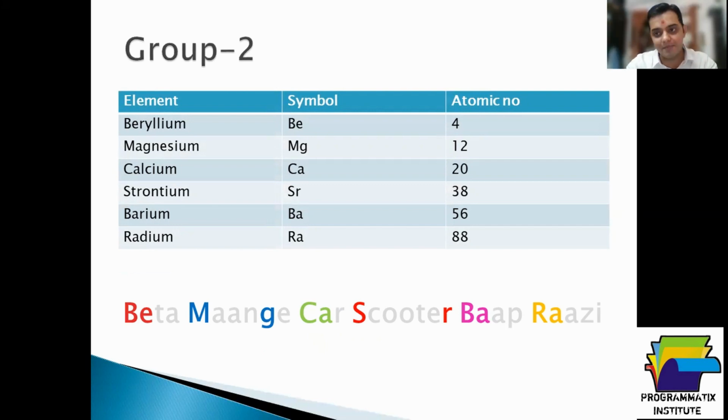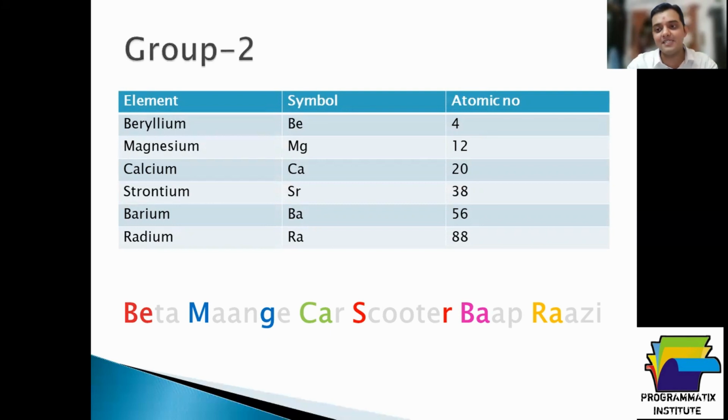Let's go with the atomic numbers. Like you remember, the atomic number shortcut is 2 times 8, 2 times 18, and 1 time 32. So let's begin. Beryllium's atomic number, we all know, is 4. 4 plus 8 is 12. 12 plus 8 is 20. 20 is the atomic number of calcium. 20 plus 18 is 38.